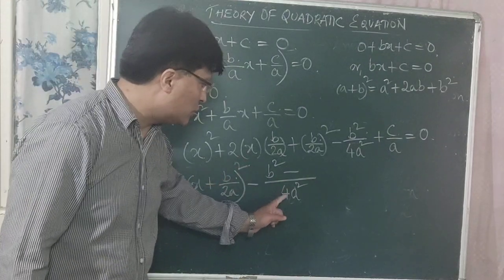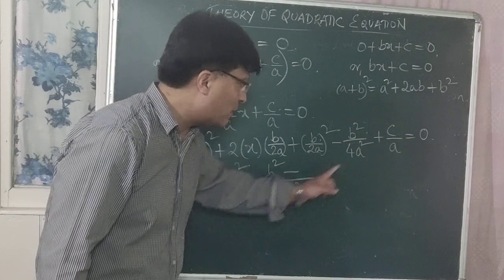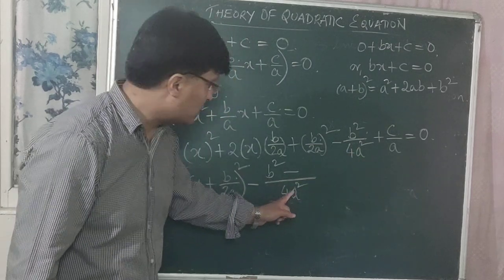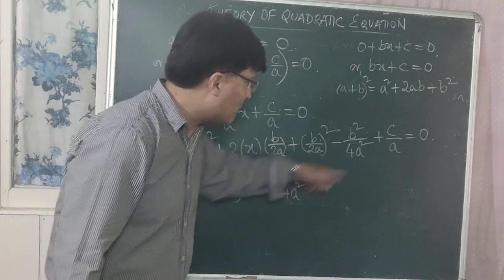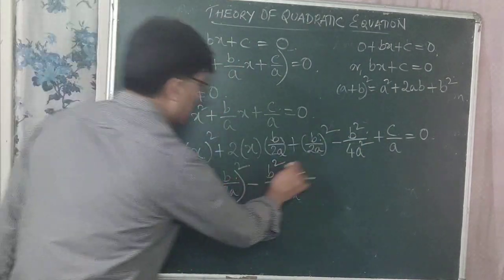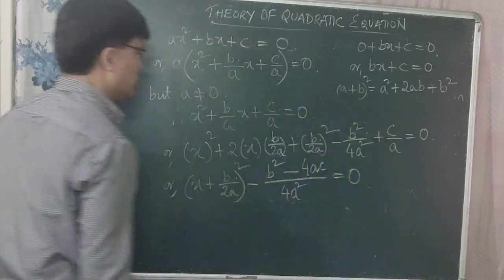Next, you should divide this LCM 4a square by a. If you divide this LCM 4a square by a, you will get 4a because a square and a will be cancelled. So you should multiply this c by 4a. That means it will be 4ac, which is equal to 0.